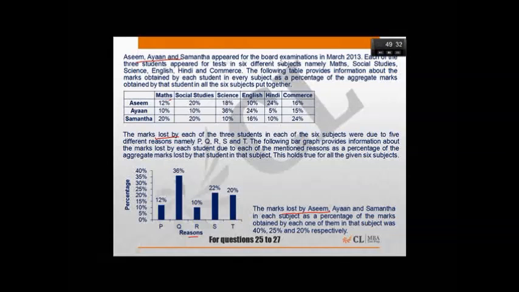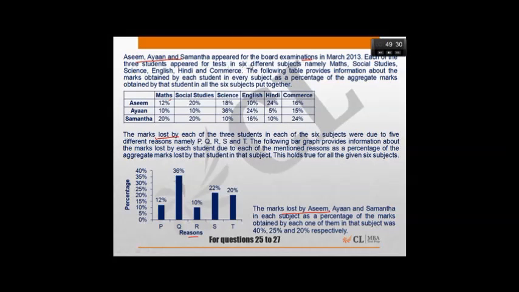Asima and Samantha appeared for 6 board exams, 6 tests. Math, social studies, English, commerce, Hindi. In each subject, as a percentage of aggregate marks obtained by, okay, so this is out of his total, Asim has obtained 12% in maths, 20 in social studies.